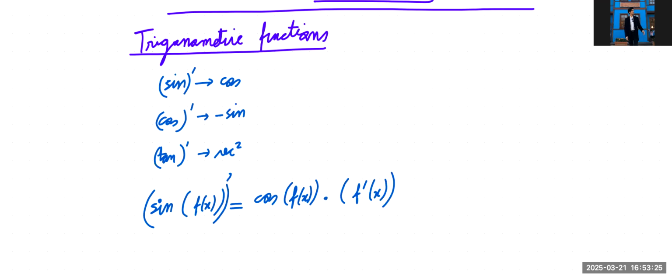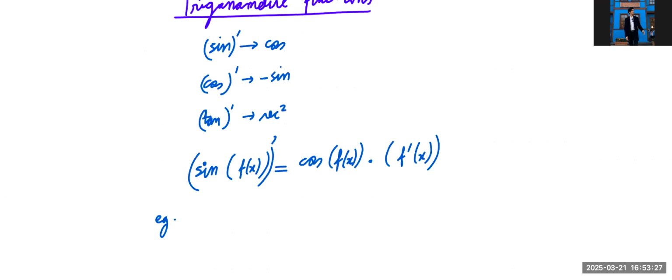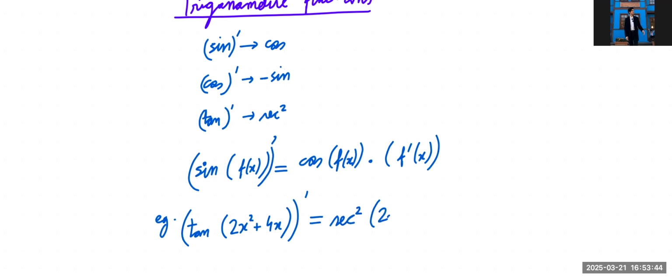That's it. So for example, let's say tangent, just to give you guys something more substantial to work with, because it's going to look more complicated at least. Tangent of this, if you derive this, first do the outside. Tangent becomes secant squared. Inside stays the same for now. And then multiply this by the derivative of the inside, which would be 4x plus 4. And that's it. That's how you derive any trigonometric functions.